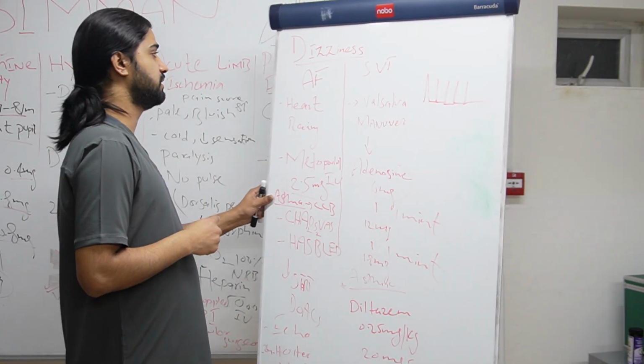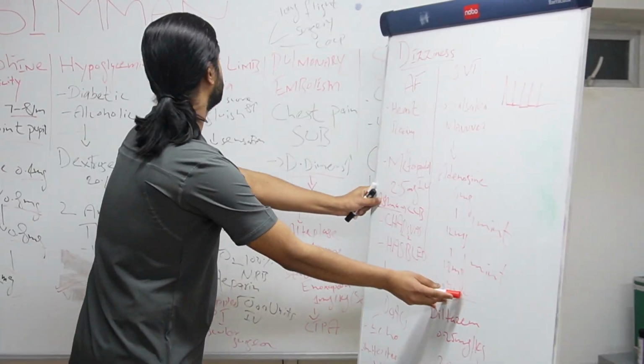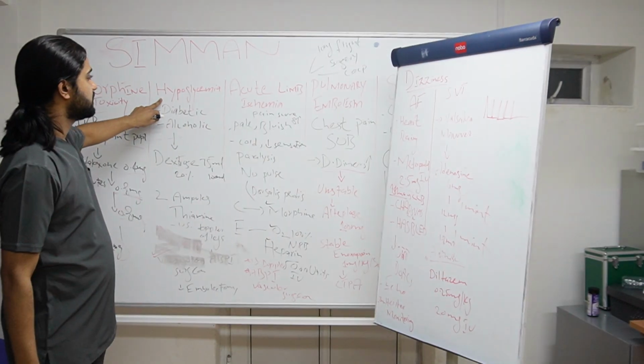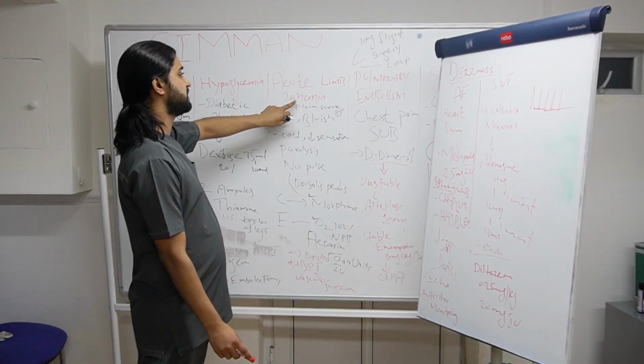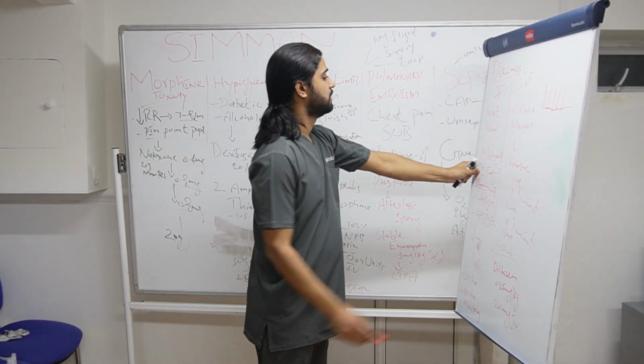So this is all for the dizziness. I have also discussed morphine toxicity, hypoglycemia, acute limb ischemia, pulmonary embolism, and sepsis as well.